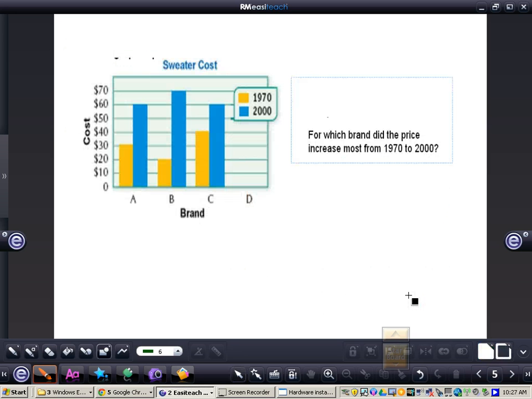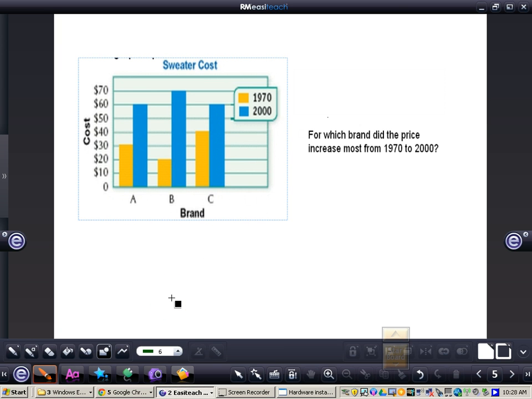Now we can see this double bar graph here. Okay, we know it represents sweater costs from a store, and then on the vertical axis we can see that it's intervals of 10, and this represents the cost. The horizontal axis is brand A, B, C, and D. All right, so we can see that's represented by the brand. Now D does not have any data, so we'll just ignore brand D.